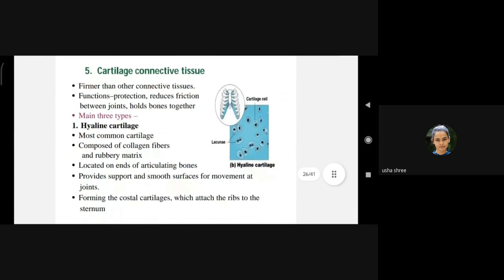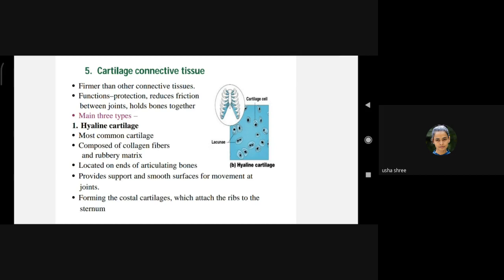Next one is cartilage connective tissue. These are firmer than other connective tissue. So these are somewhat firmer. I think you all know the meaning of firmer; we can say it means दृढ़ in Hindi. So these are a bit harder or a bit stronger than other connective tissues. That is why the word firmer is used here.